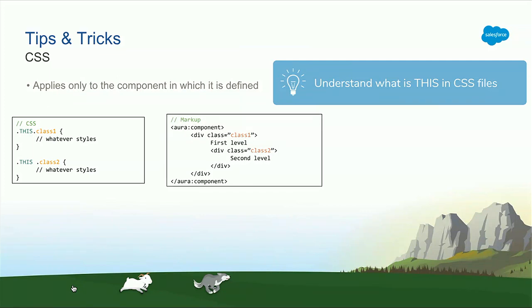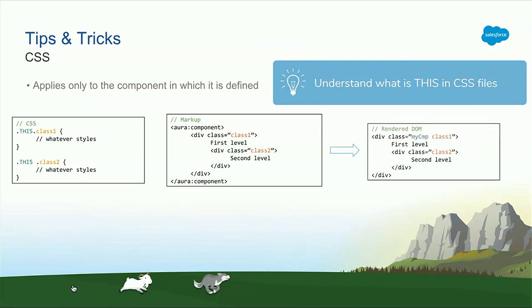Let's see that with an example as well. Here I have defined a component that has a first level div with a class, and then a second level div. Well, THIS is not more than a class that the framework is going to add automatically to all my first level elements in the DOM definition of my component. And the framework does this so that the styles are only applied to my component. The other key thing is that you don't have to worry about cross-browser compatibility because properties will be translated to versions supported by all browsers.